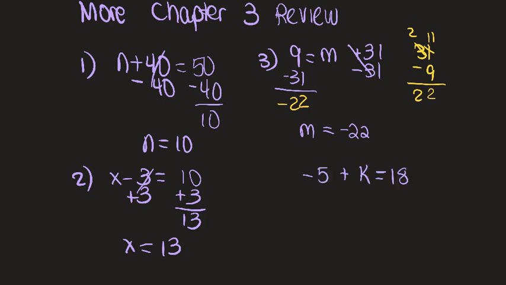Question 4, solve for k. K equals 23. Notice that this plus sign is attached to k. This 5 has a negative sign, so I want to do the opposite of negative, which is positive. Plus 5, cross out, what's my answer.